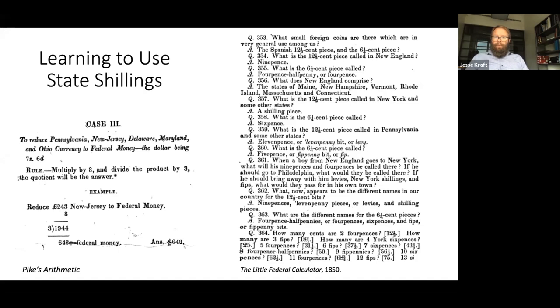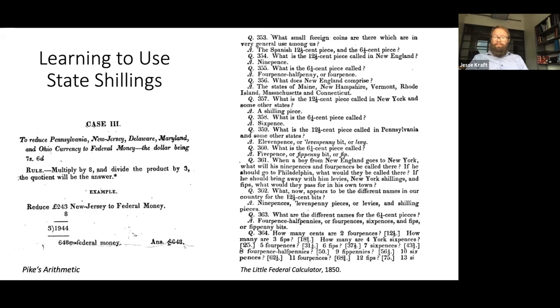If you look at number 361, a little bit further than halfway down, is a really interesting example. When a boy from New England goes to New York, what will his 9 pences and 4 pences be called there? If he should go to Philadelphia, what would they be called there? If he should bring away with him levies, New York shillings, and fips, what would they pass for in his own state? And again, this was not something that was necessarily a question brought up to confuse a person, but is because that person needed to know this on a day-to-day basis, especially if he or she was to travel.